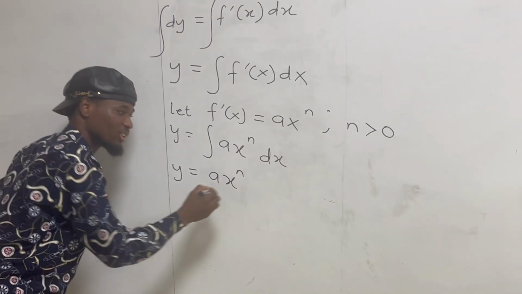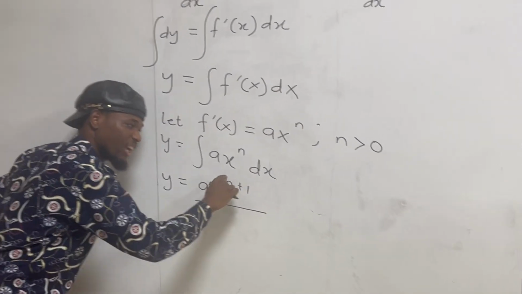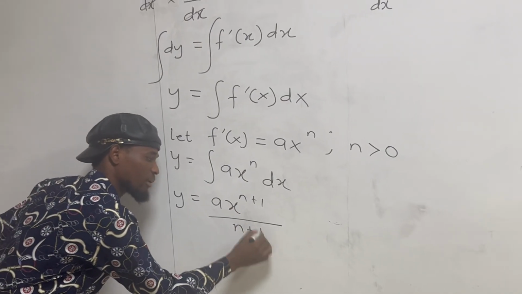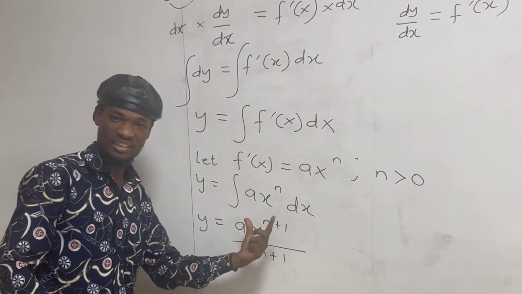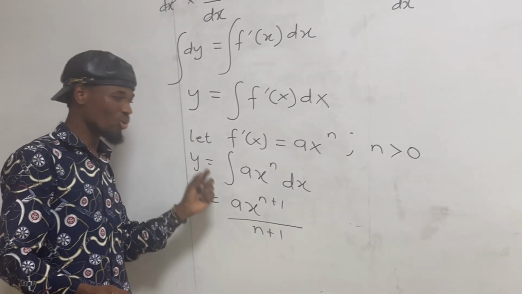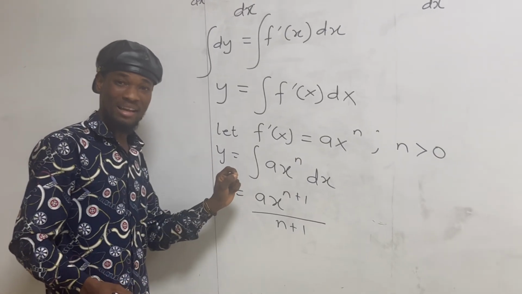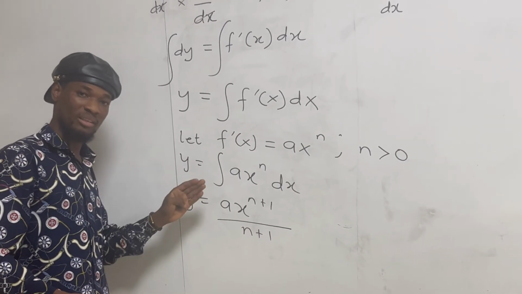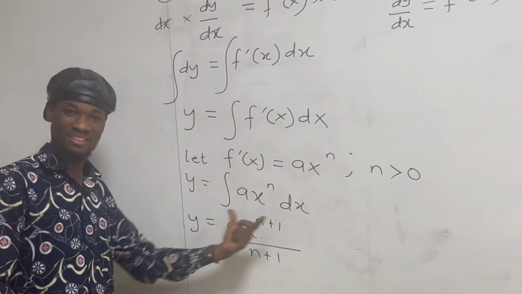Because we are integrating, we add 1 to the exponent, then divide by the new exponent, which is what? n plus 1. Remember, we are doing indefinite integration, and for indefinite integrals, we don't have the lower and the upper limits. When you have a situation where you have the upper and the lower limits, we call it definite integration or definite integral.